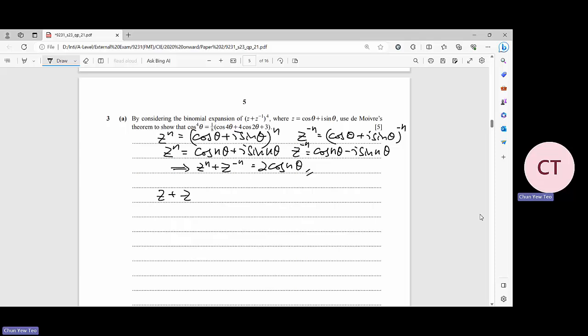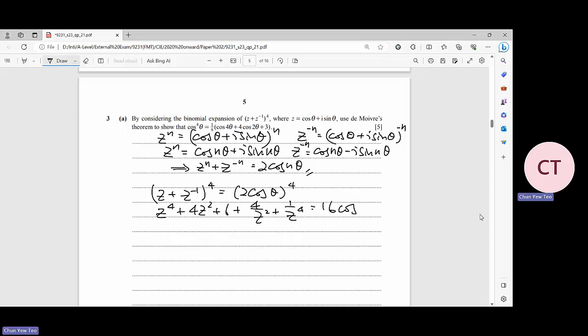Then, now from here, z plus 1 over z, to the power 4, is equal to 2 cos theta to the power 4. You just need to change the n to become 1. Then you can get this relationship. Okay. Then you have z to the power 4 plus 4z squared plus 6 plus 4 over z squared plus 1 over z to the power 4 is equal to 16 cos to the power 4 theta. Okay, so this is what we have.